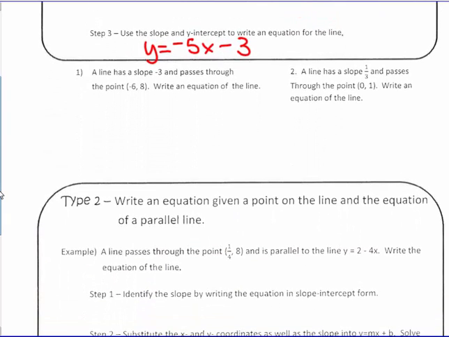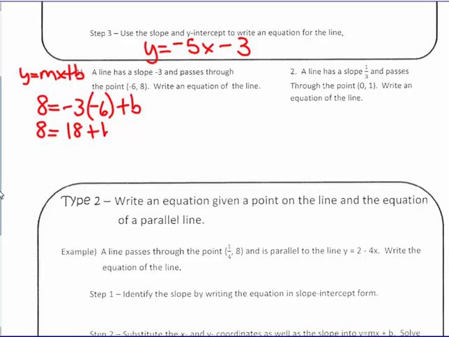Number 1, a line has a slope of -3 and passes through the point (-6, 8). Write an equation of the line. So y equals 8. Remember, I'm using y equals mx plus b every time to start. Putting in the information I know. I know y is 8. I know the slope is -3. I know my x is -6, plus b. Well, that's positive 18, -3 times -6. So if I subtract 18 from both sides, I'm going to get -10 as the b, the y-intercept. So my equation is y equals -3x minus 10.